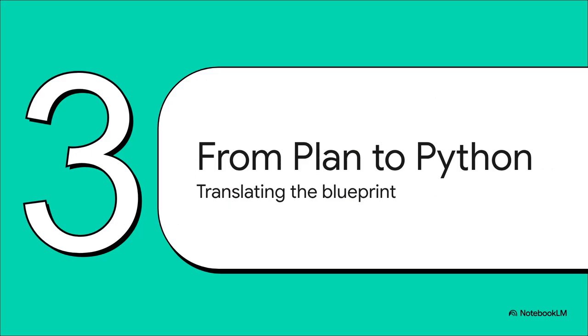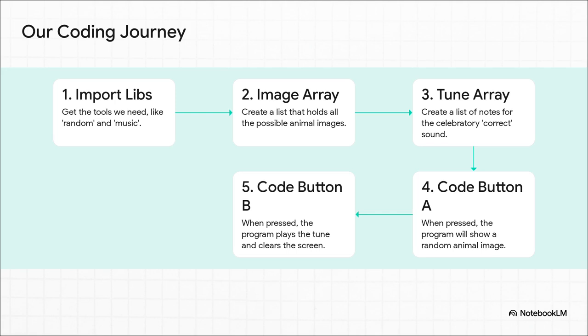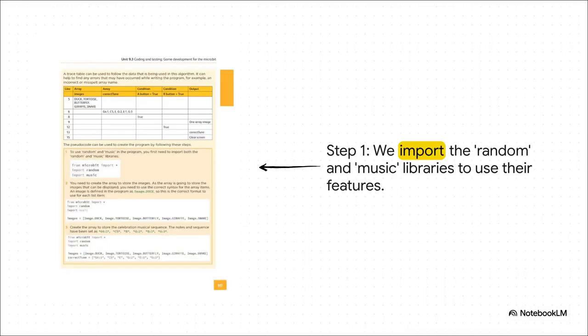All right, we've got the blueprint. Now it's time for the really exciting part, bringing this thing to life. Let's translate this plan into actual MicroPython code that our little microbit can understand and run. We're going to tackle this in 5 clear, easy steps. First, we'll import what we need. Second and third, we'll set up our lists of images and sounds. And finally, steps 4 and 5, we'll code what happens when you press button A and button B. Let's do it.